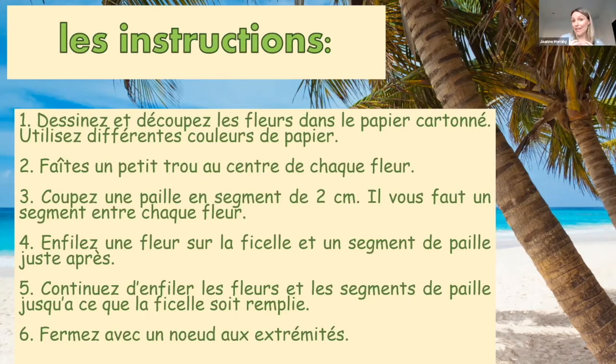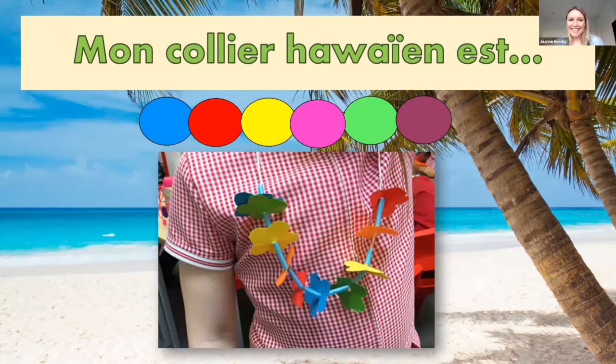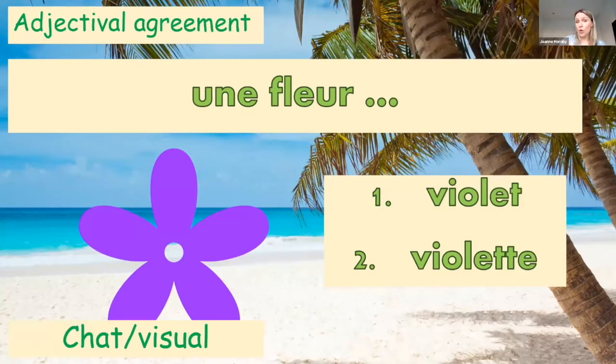So in the next lesson we were online wearing our colliers, and we were practicing in the chat rooms as well. So we used the chat online. We were practicing adjectival agreement. Une fleur, is it une fleur violet or violette? So we could either use a visual understanding by putting hands on our heads for violet, or hands on our shoulders for violette.